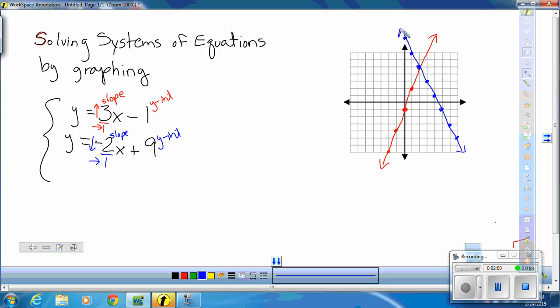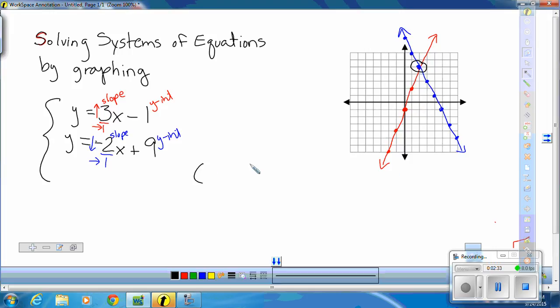my two lines. So notice, I went through all that work for one main reason. I'm only interested in one point, and that is the point where they intersect. The graph is not my answer. The graph is not my solution. The graph is my tool that I am using to find my solution. So my answer is actually at this point.